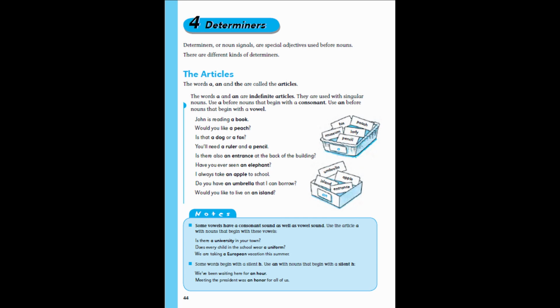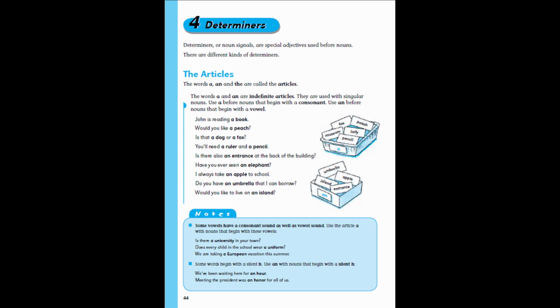Now, the notes are very important, so pay attention. Some vowels have a consonant sound as well as a vowel sound. Use the article a with nouns that begin with these vowels. Is there a university in your town? Does every child in the school wear a uniform? We are taking a European vacation.